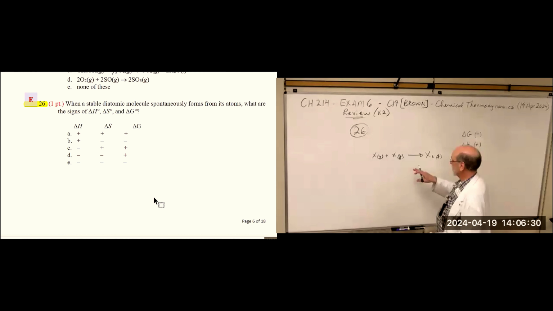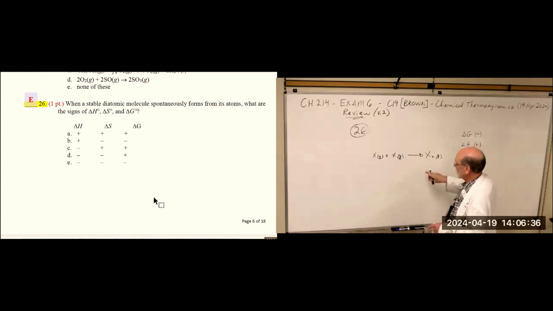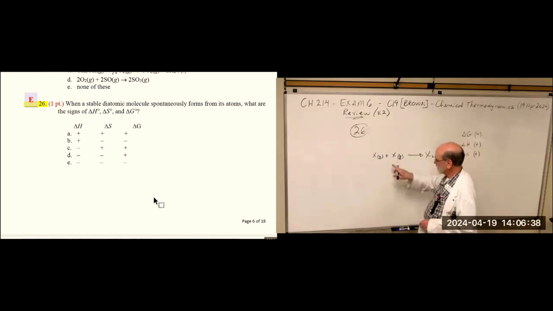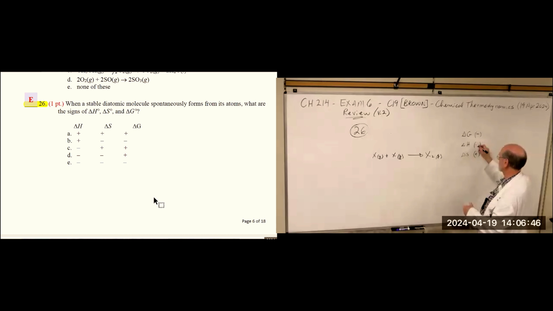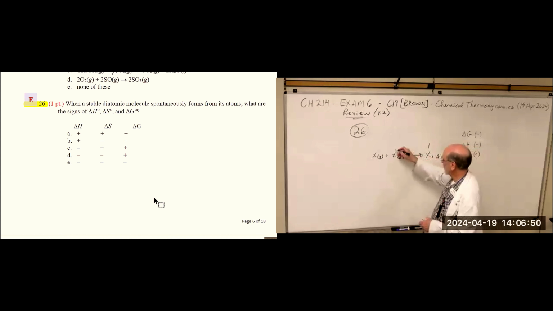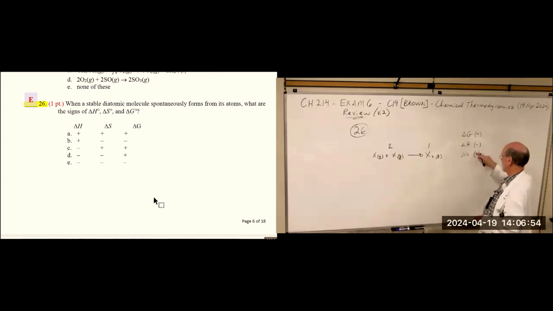We know that delta G is negative because it says it's spontaneous. And then we also know that this is more stable than that. So it gives up energy when these two atoms come together. That means this has to be negative. And this is 1 mole, that's 2 moles. It's becoming more ordered, which means delta S is also negative.